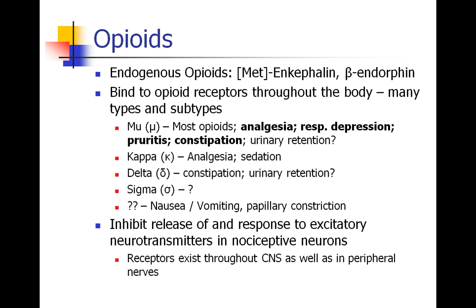When you bind an agonist to the mu or to any opioid receptor, this inhibits the release of excitatory neurotransmitters. It inhibits the response to excitatory neurotransmitters, all of these being located in your nociceptive neurons, in your pain-transmitting neurons. So these are really drugs that work at all levels, from the brain all the way down to the actual pain neurons, and block flow of painful signals.